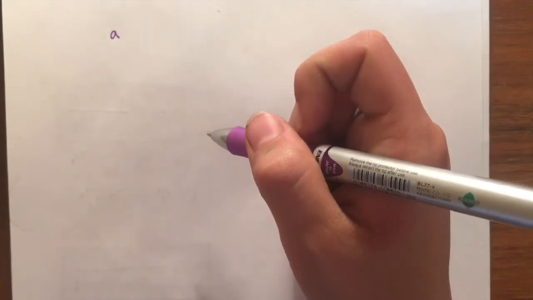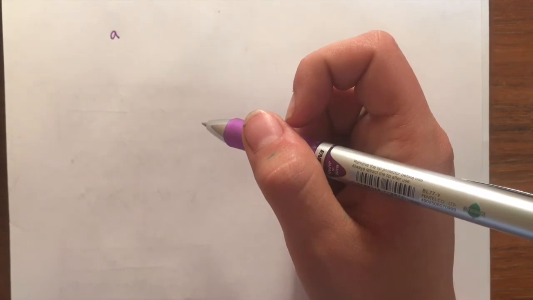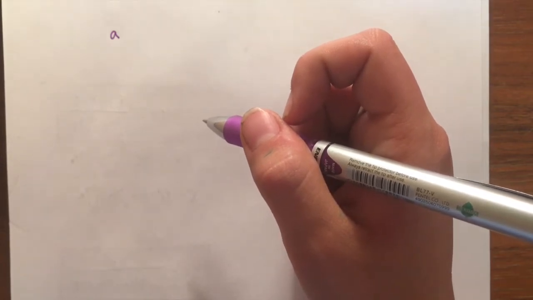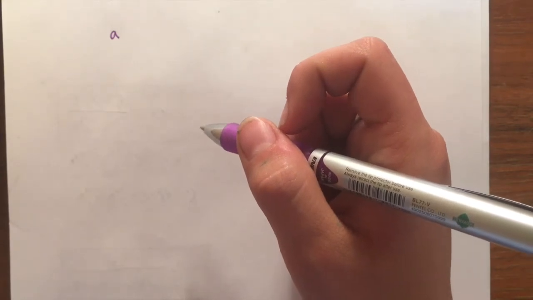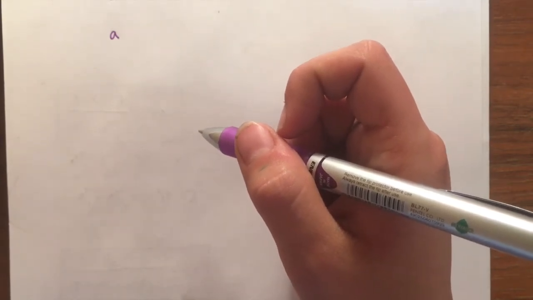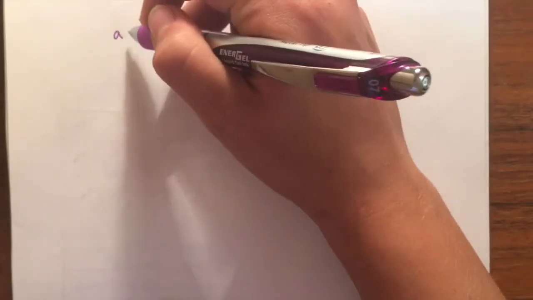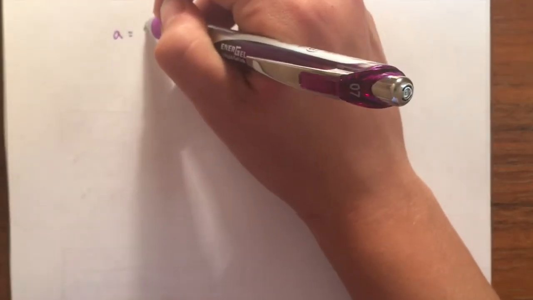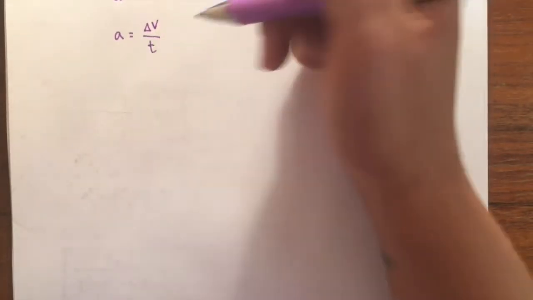So I said that an acceleration is either a change in speed or a change in direction. But really, an acceleration not only describes a change in speed or a change in direction, it also describes how quickly you change your speed or your direction. So an acceleration is really a change in velocity over time.